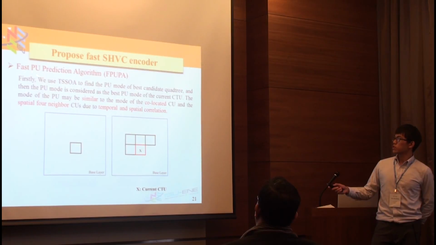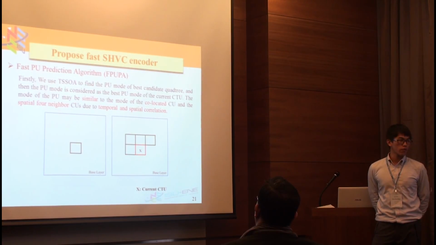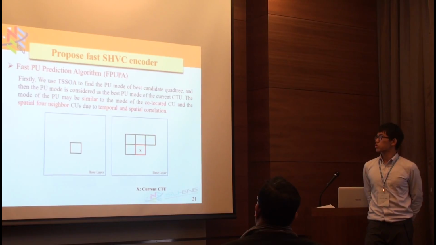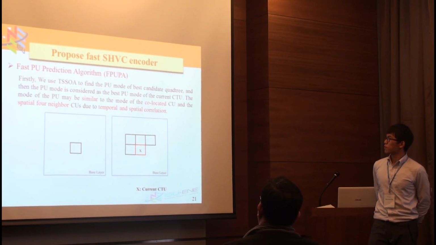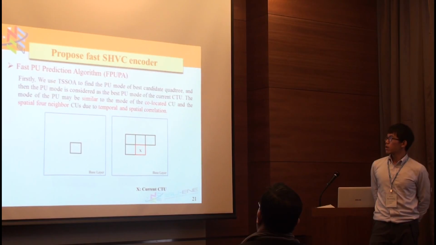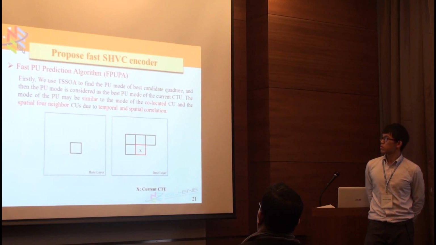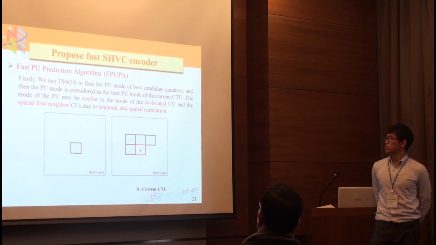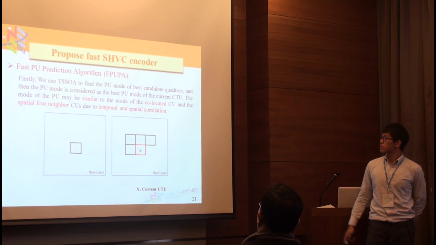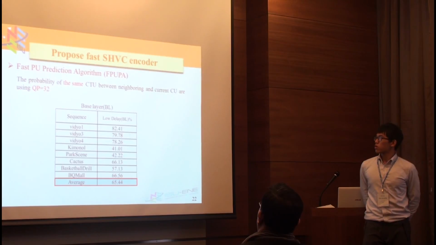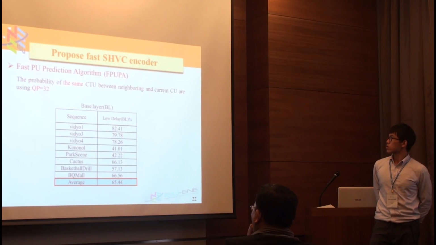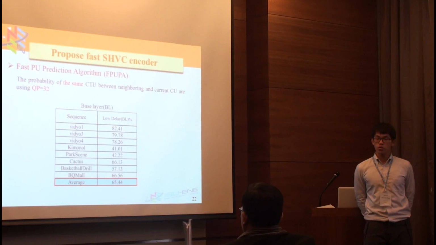First, the fast PU partition algorithm called FPUPA. First, we use TSSOA to find the PU mode of the best candidate quad-tree. Then that PU mode is considered as the best PU mode of the current CTU. The mode of the PU may be similar to the mode of the collocated CU and the spatial neighbor CUs due to temporal and spatial correlations. This shows the probability of the same mode between neighboring CUs and the current CU using QP equal to 32.